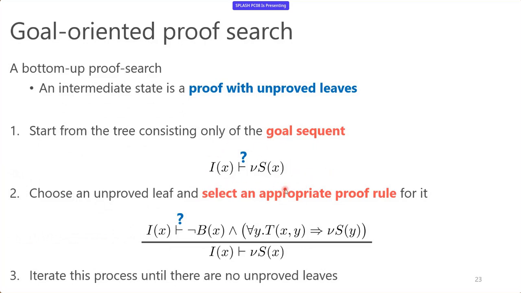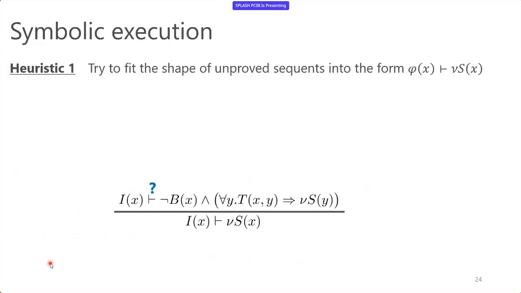We also have a rule to expand the definition of the co-inductive predicate like this. Given this goal, we can rewrite it to this sub-goal by expanding the right-hand side definition of the co-inductive predicate to obtain this one. We then iterate this process until there are no unproved leaves, to complete the proof.